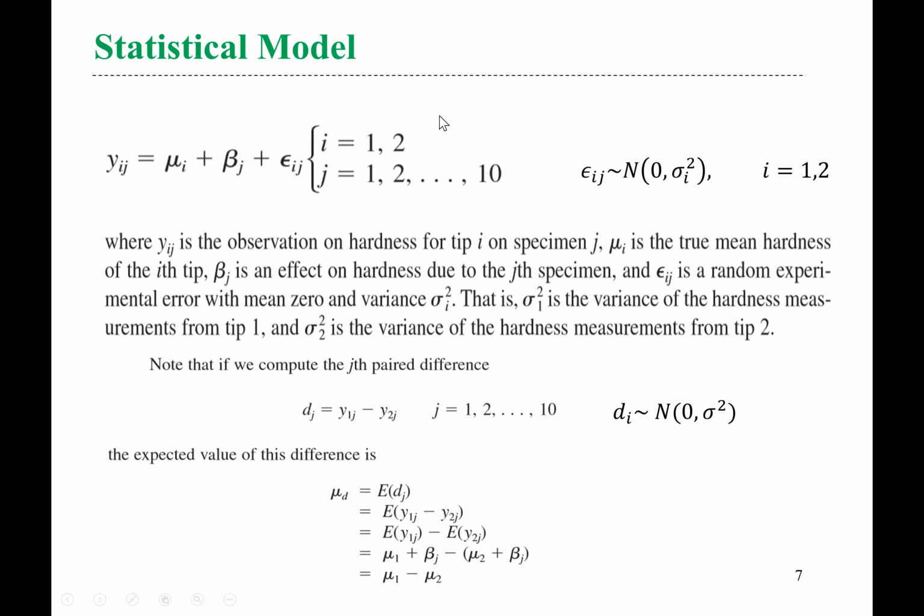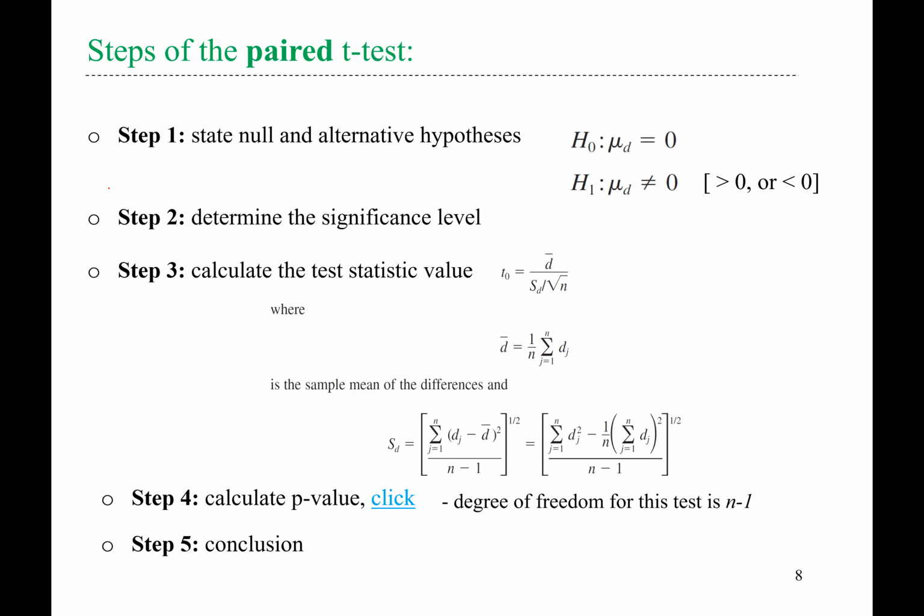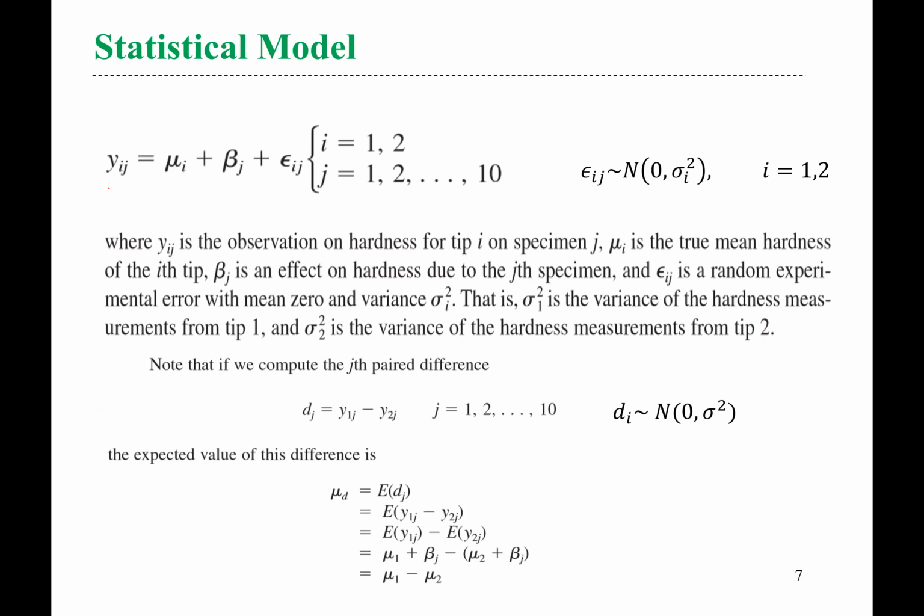So let's see the statistical model, whether it will change or not, and whether anything else will change. Y_ij equals mu_i, the average of each tip. So mu1 is the average of the first tip, mu2 is the average of the second tip. But we added something to the model. This is the specimen effect.